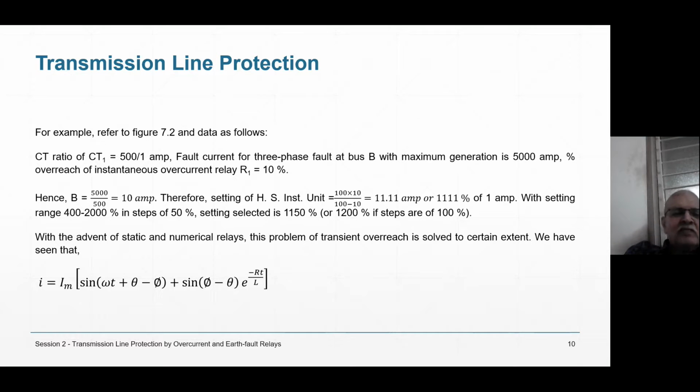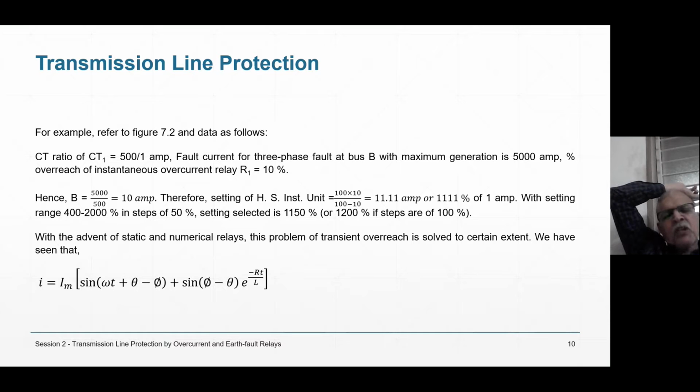No doubt, the static and numerical relays have given the solution to this. Say if your current is what? I is equal to Im sin omega t plus theta minus phi. That is sinusoidal current. That is steady state current. We are not worried about it. But our culprit is this sin phi minus theta e raised to minus RT by L. If this becomes 0, that means if phi is equal to theta, usually phi is 90 degree.